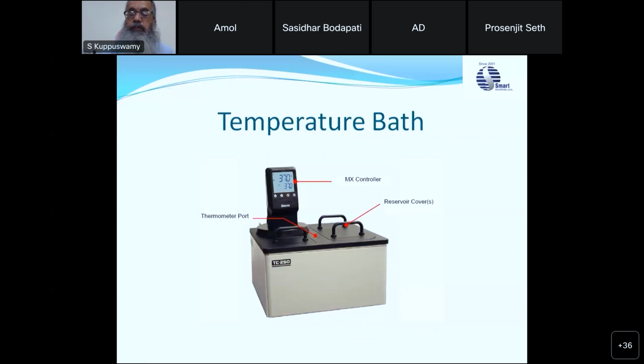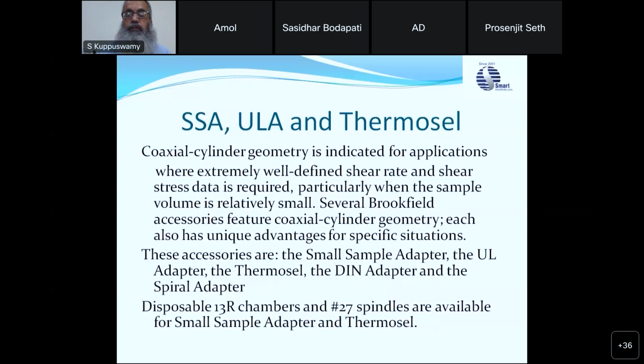Next slide. This is a temperature bath which you can use when using a small sample adapter or UL adapter. The sample temperature has to be maintained constant while measuring the viscosity. So for that purpose, a recirculatory bath is mandatory. Brookfield manufactures recirculatory baths with different temperature ranges available from minus 20 degrees to 130 degrees or sometimes 200 degrees also.